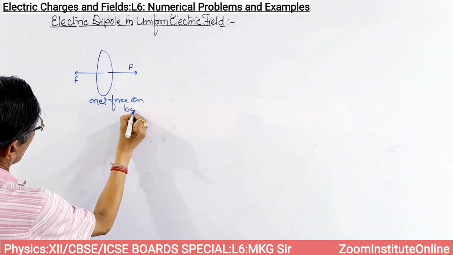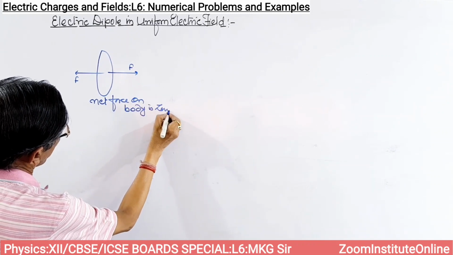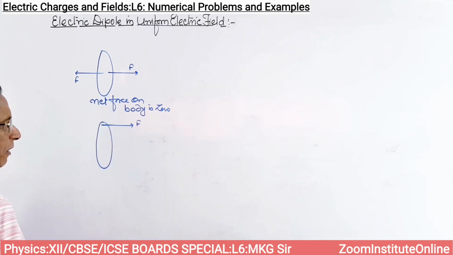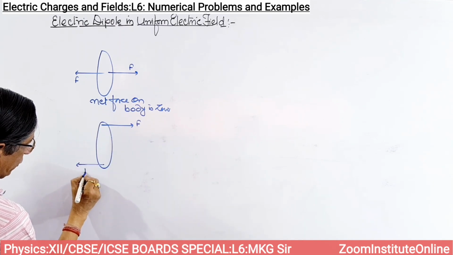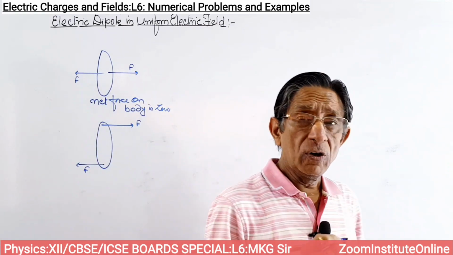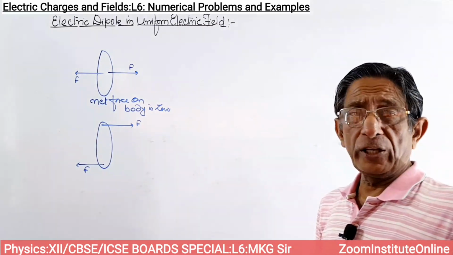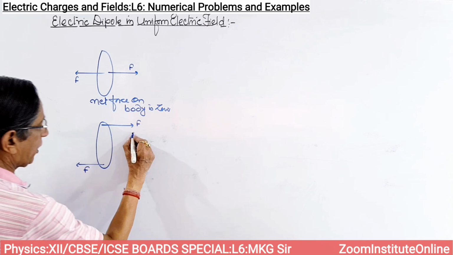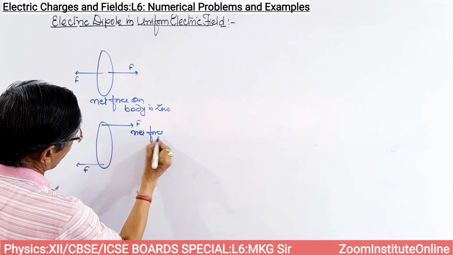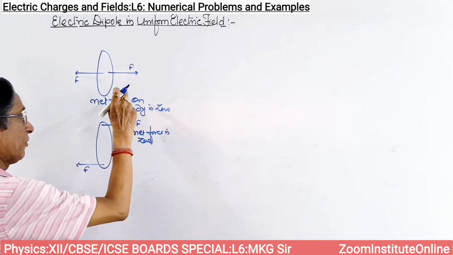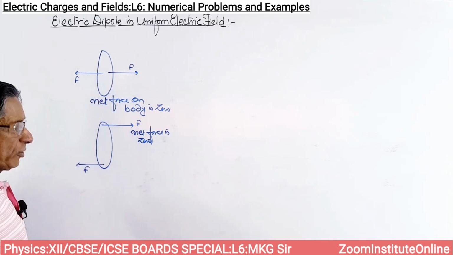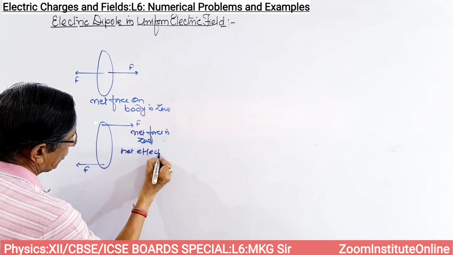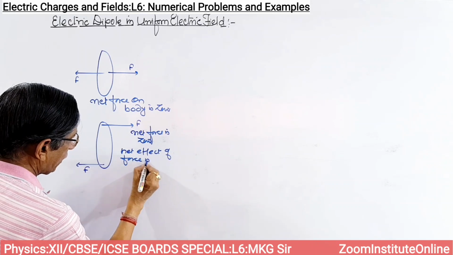on body is 0. Now, we consider this body. We apply force F on this body in this direction, and force F is applied on this body in this direction. Now again the two forces are equal in magnitude, opposite in direction. So, again they will cancel each other. So, net force again is 0. Net force is 0. But in this case, the resultant of the two forces was 0. Here, the net effect of force is not.